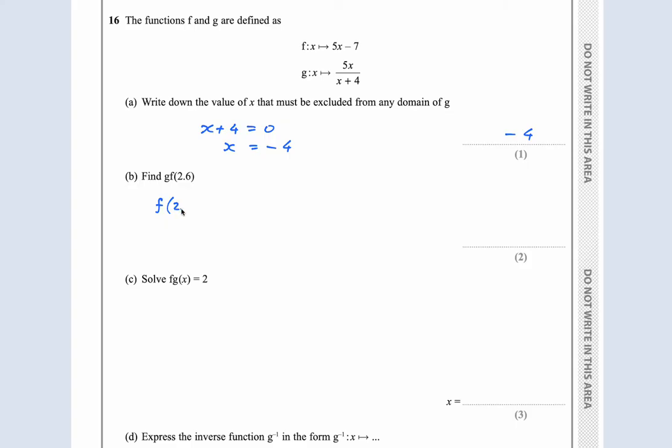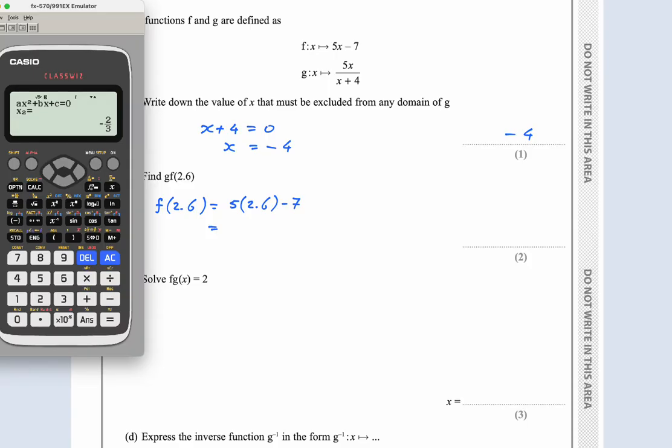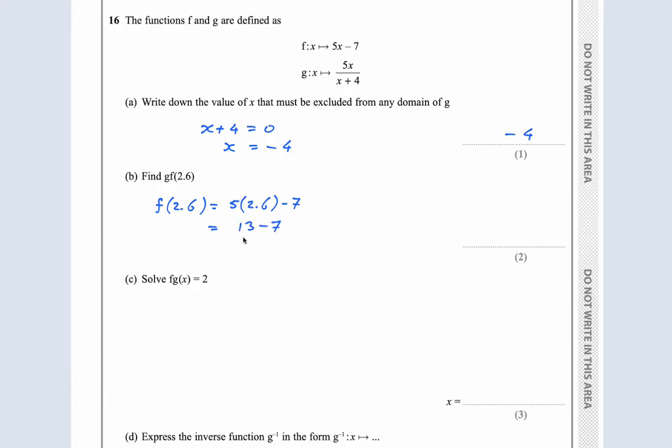Okay, find g f of 2.6. Firstly, f of 2.6 is 5 times 2.6 minus 7. I can do that on my calculator. 5 times 2.6 is 13. Maybe I should have known that. 13 minus 7 equals 6. Okay, that's 6. No, that's not the answer. F of 2.6 is 6.